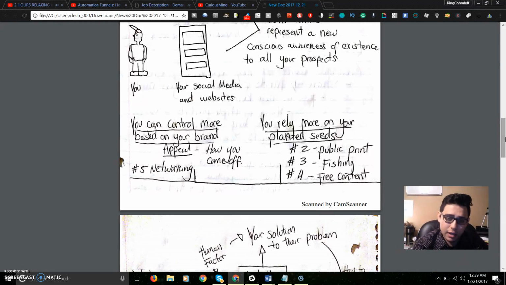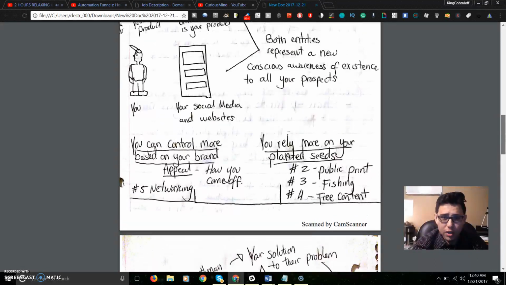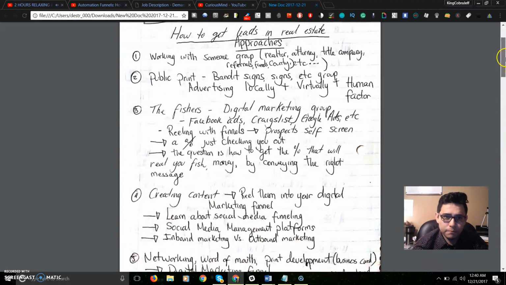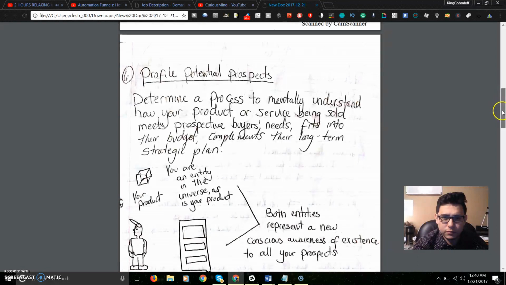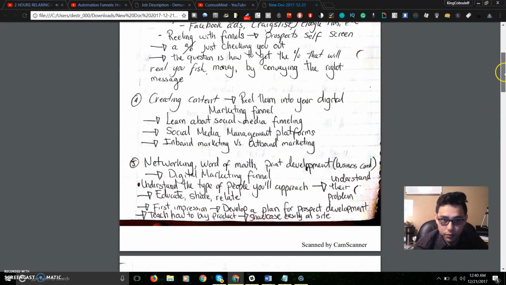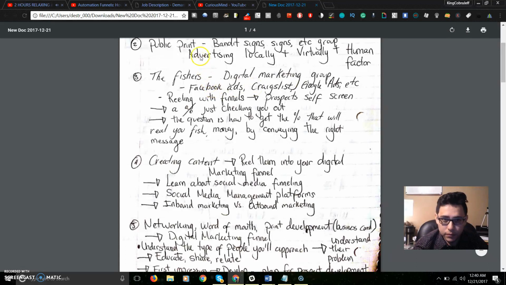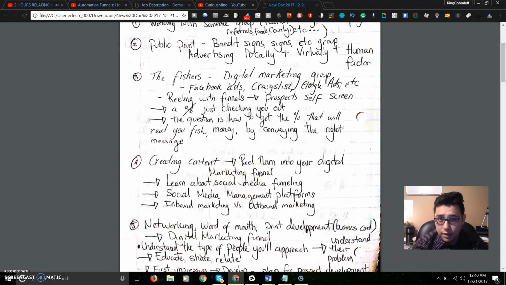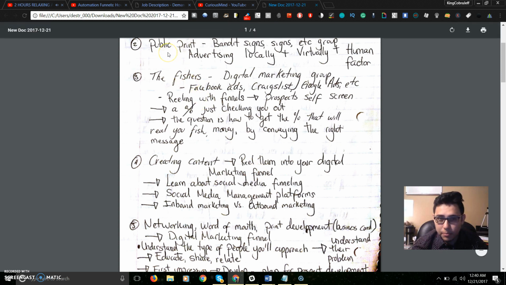And you should rely more on your planted seeds from number 2, 3, and number 4. So branded signs, digital marketing, and digital creation. So I'm saying that if you wanted to get possibly the best and the most leads, these would be the best routes to take: public print, fishing, and creating content.